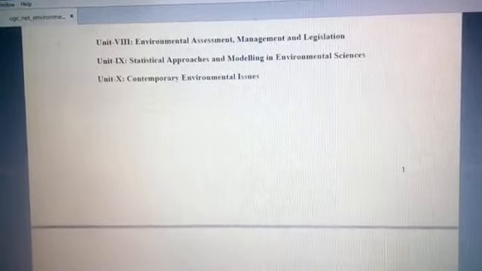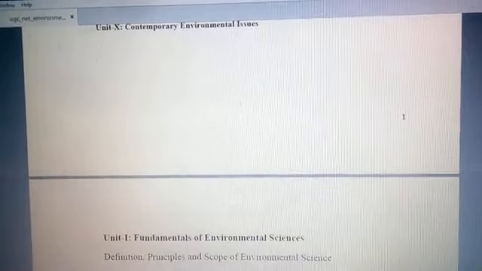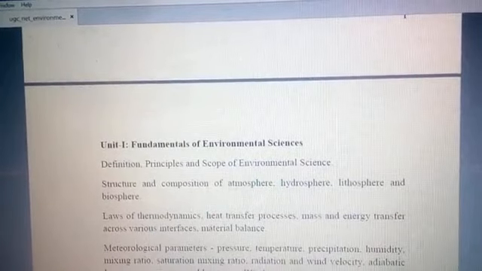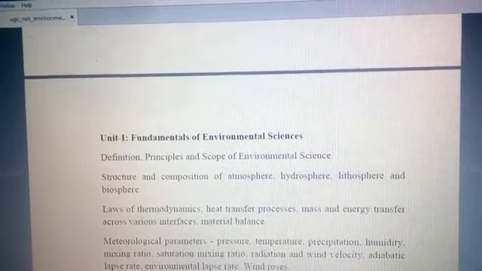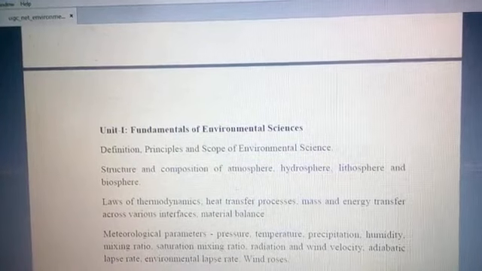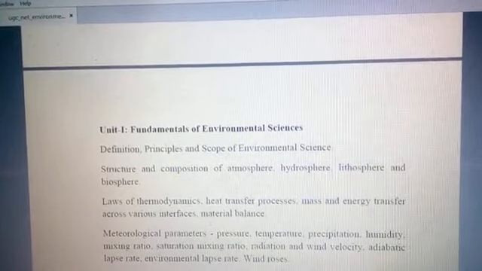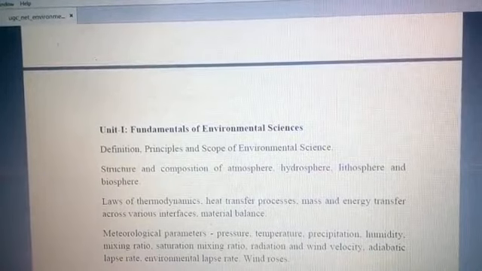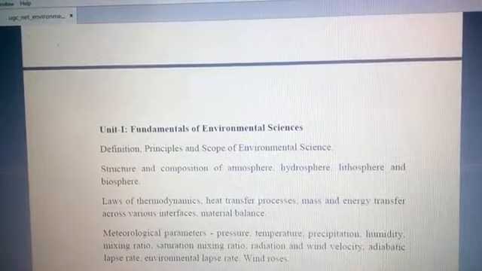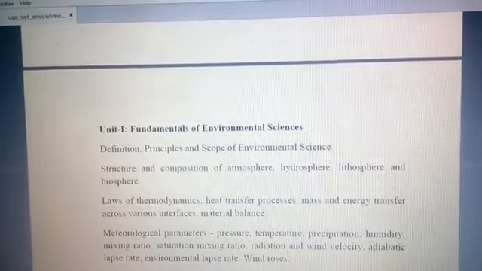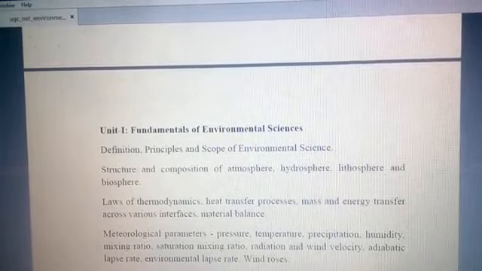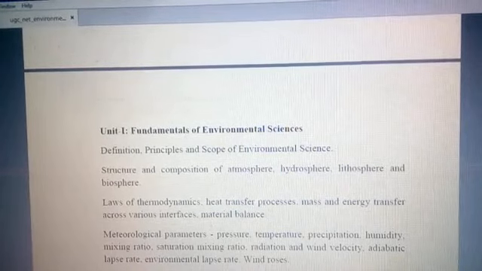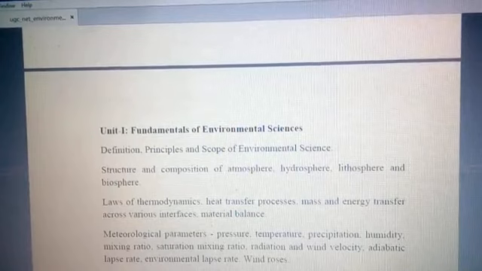In Unit 1, Fundamentals of Environmental Science, the following topics will be covered. The first one is the definition, principle and scope of environmental sciences. Next is the structure and composition of the atmosphere, hydrosphere, lithosphere and biosphere. The third topic is the laws of thermodynamics, heat transfer processes, mass and energy transfer across various interfaces, and material balancing.